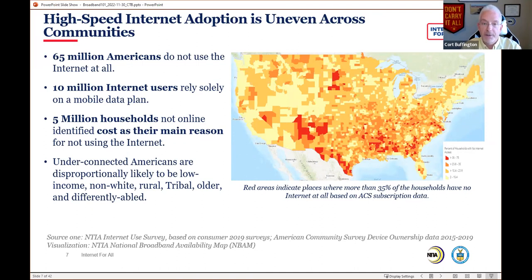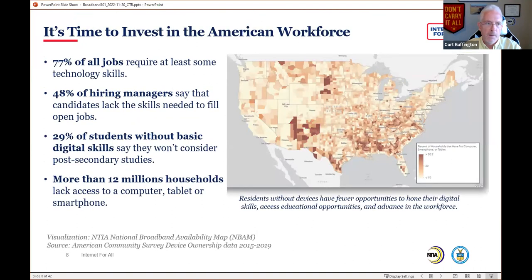It's ensuring that everybody has access to the devices and the training and the skills they need to function in the digital economy and to make those internet connections work for them. And finally, it's about workforce development. 77% of jobs require some sort of technology skills. And almost half of hiring managers say that candidates lack skills needed to fill open jobs. Lack of digital literacy and digital skills is a major factor in whether students move on to post-secondary studies. And more than 12 million households don't even have access to a computer, tablet, or smartphone. Well, it's really hard to be prepared and to be able to use the technologies going to work or going to school when you don't have access to them at home.